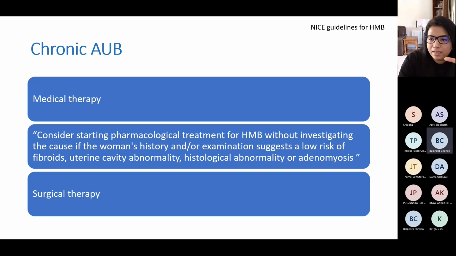Now, if they've tried medical management and they're not entirely happy with it, then you can consider surgical procedures. Surgical procedures range from minimally invasive to, finally, doing a hysterectomy. Minimally invasive procedures include uterine artery embolization, which is especially useful for people who have a large fibroid, and doing a myomectomy if you think that the reason they are having heavy bleeding is because of the fibroid.